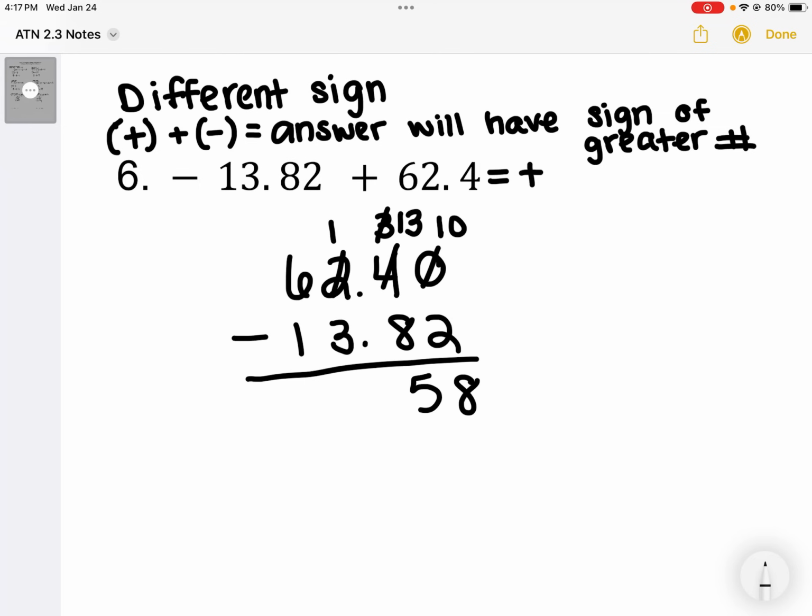1 minus 3 cannot be done. I must borrow from the 6. It turns into a 5. 1 turns into an 11. 11 minus 3 gives me 8. 5 minus 1 is 4. I need to put this up next to my answer because I have put a positive sign. My answer is 48.58.